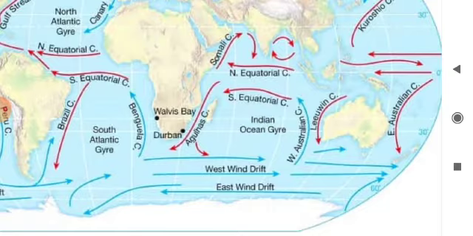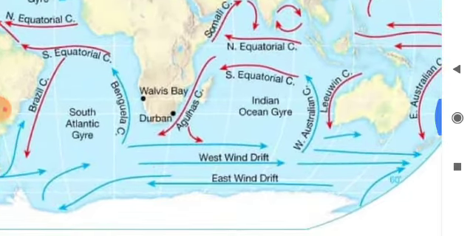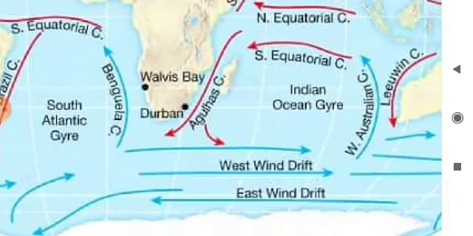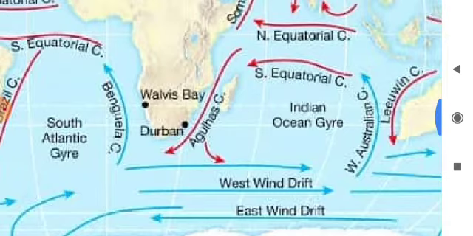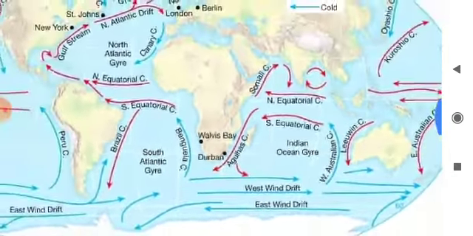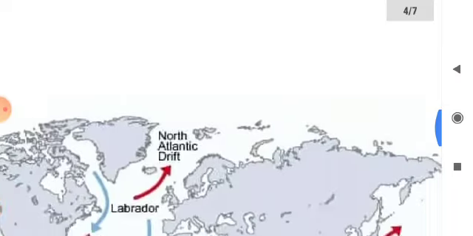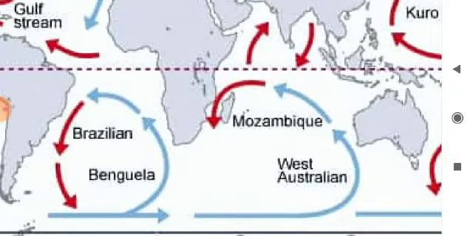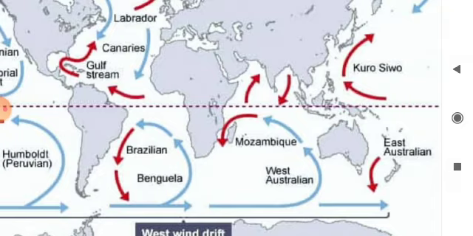Next point, major currents of the Indian Ocean. Look at the map. Warm Agulhas current, cold West Wind Drift, warm Mozambique current, etc.